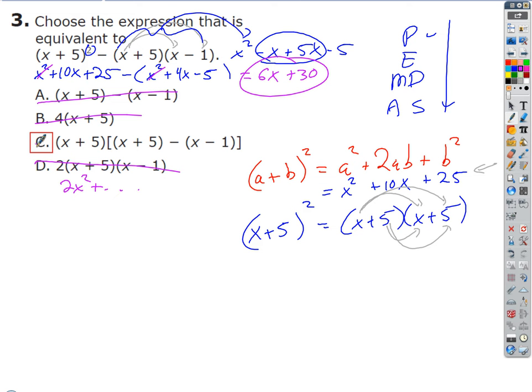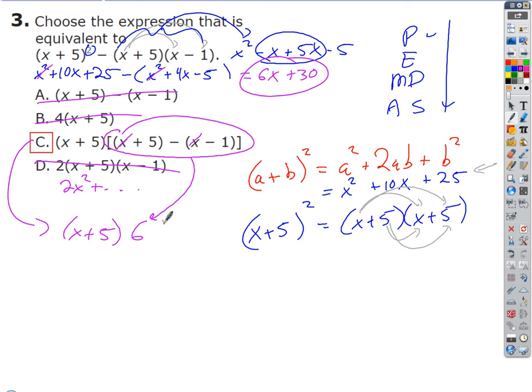I could do this one though, right? If I just work inside the brackets, x minus x, those cancel, right? And then I've got 5 minus negative 11 is positive 6, right? So all that stuff in there just becomes a 6. So I get x plus 5 times 6. All this stuff just became a 6. So when I distribute it, I get 6x plus 30.